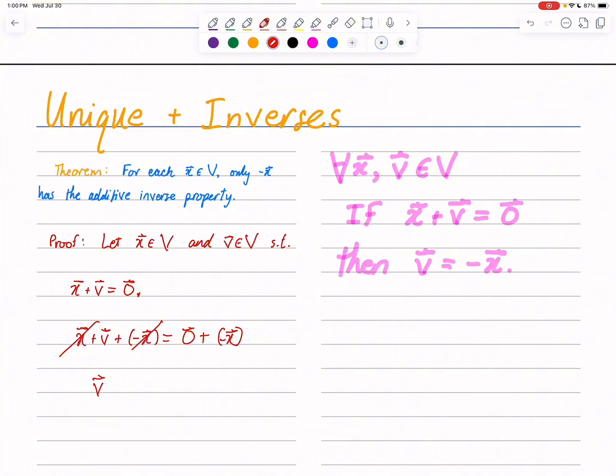But for now, I'm going to just take it for granted that we're okay with using associativity and commutativity without too much explanation. So the left-hand side turns into v. The right-hand side, because it's 0 plus the inverse of x, turns into minus x. And this is exactly what we wanted to prove, so the proof is complete.